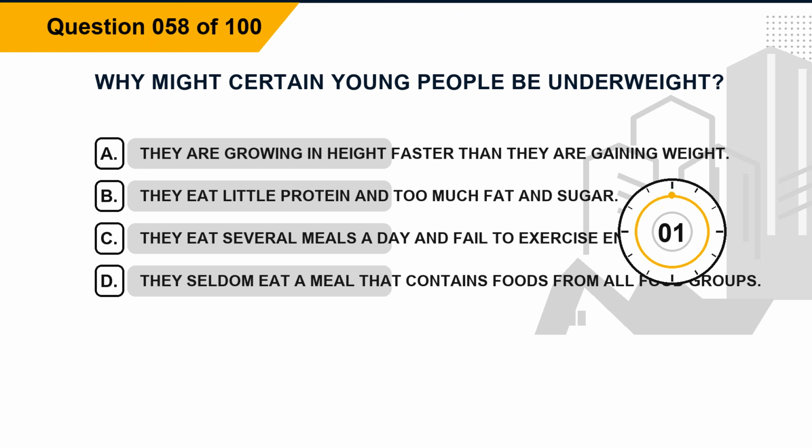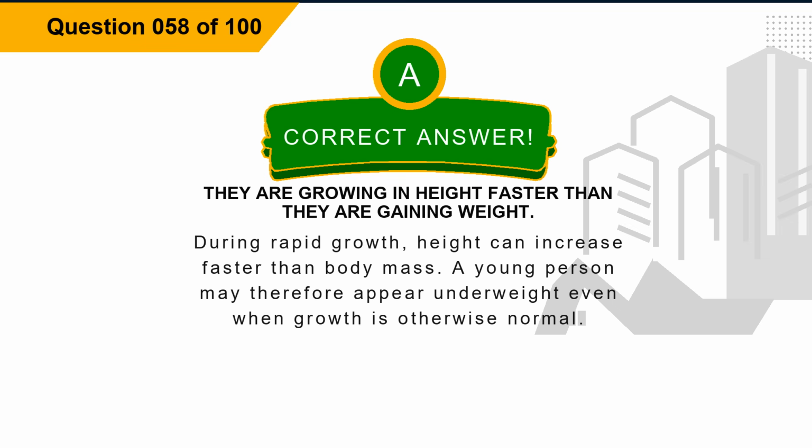The correct answer is option A, they are growing in height faster than they are gaining weight. Explanation: during rapid growth, height can increase faster than body mass. A young person may therefore appear underweight even when growth is otherwise normal.